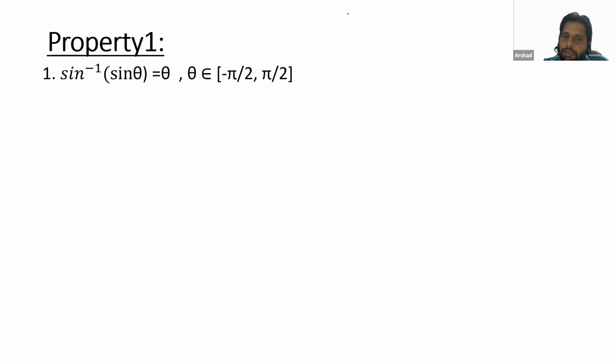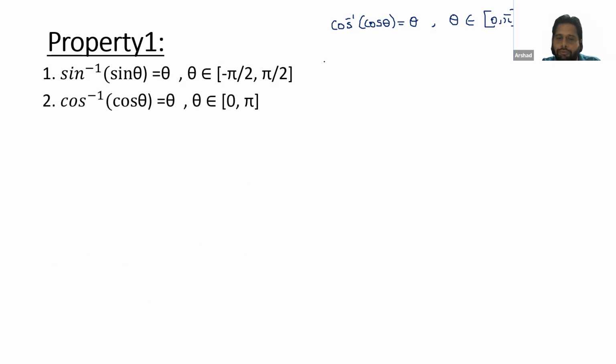Okay, next formula is for cos inverse: cos inverse cos theta is equal to theta. Now who can tell me, first, what is the principal value branch for cos inverse? 0 to pi. Very good, it is 0 to pi. Very good. Okay, so next formula.